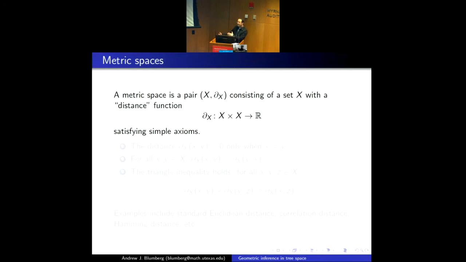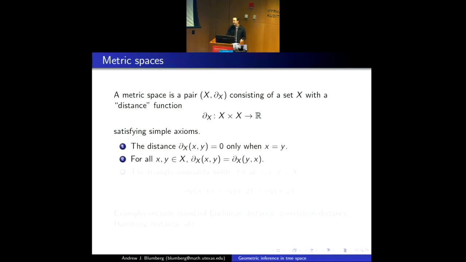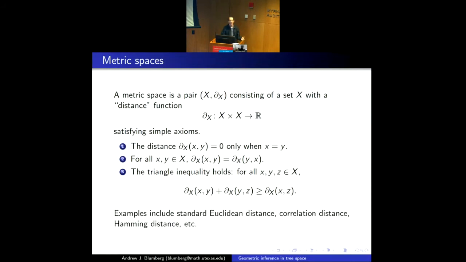So as mathematical background, what we're working with is a metric space. And this just means a set of points and a distance function. It takes a pair of points and gives you a number. And it satisfies a couple of simple axioms. Notably, the distance is 0 only when points coincide. It's symmetric. And maybe most interestingly, the triangle inequality holds, which tells you if you have 3 points, the distance between any two of them is smaller than the sum of the distances along the other legs of the triangle. There are lots of examples of standard Euclidean distance, maybe more relevant distances in genomics sometimes come from correlation distances or Hamming distances.